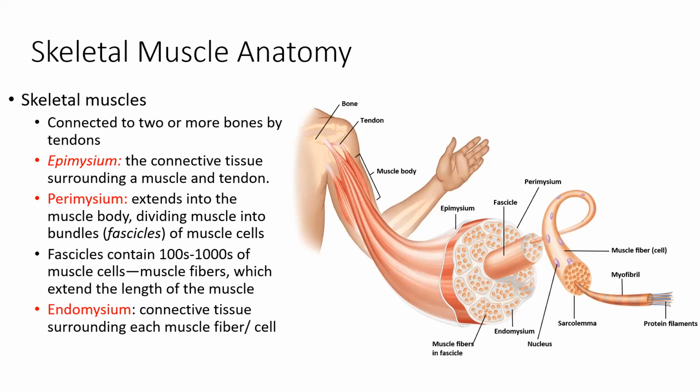Now, if we went even further into the perimysium and into a muscle fascicle, we'd find a single muscle fiber, which is synonymous with a single muscle cell, although it's an elongated version of a cell. And this is covered in the endomysium, another connective tissue sheath that separates a single muscle fiber from its neighbor, okay? So the endomysium covers a muscle fiber or cell, the perimysium covers muscle fascicles, and then the epimysium covers the entire muscle body.